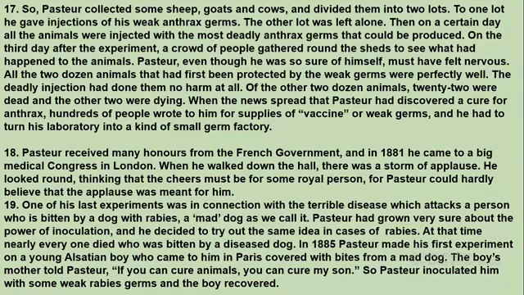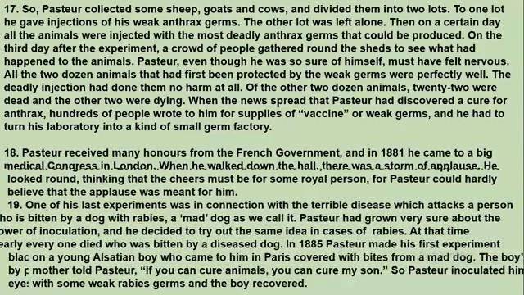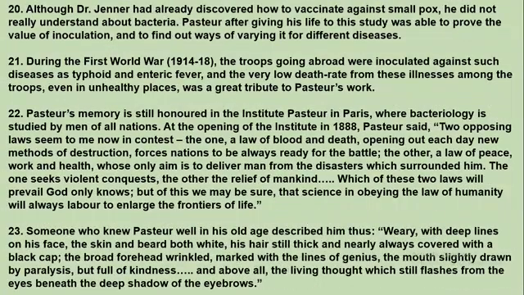But in 1885, Pasteur made his first experiment on a young Alsatian boy who came to him in Paris, who was covered with bites from a mad dog. And the boy's mother told Pasteur, if you can cure animals, you can cure my son too. So Pasteur inoculated him with some weak rabies germs, and the boy recovered. So this is how he got the medicine again.